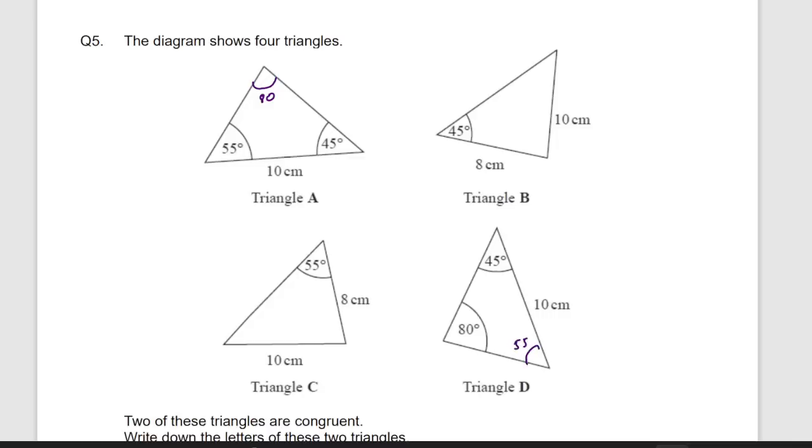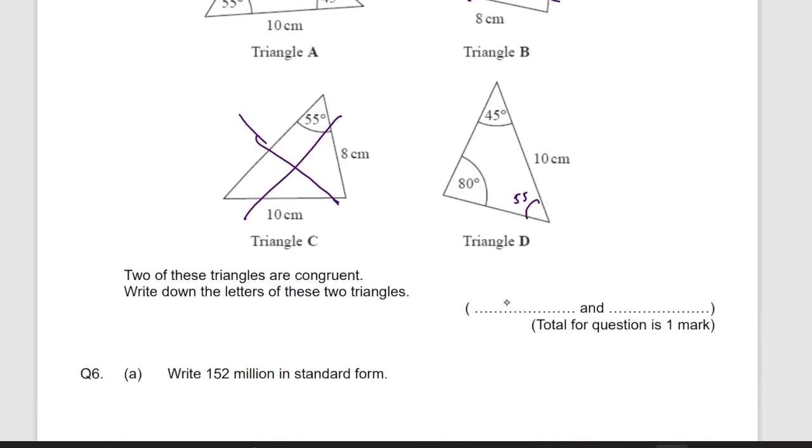So in theory, I'm looking for the 10 centimeter side between a 55 and a 45 angle. Can't be this one. Can't be this one. And this one, 10 centimeter, 45 and a 55-degree angle. So it's got to be triangle A and D are the congruent triangles.